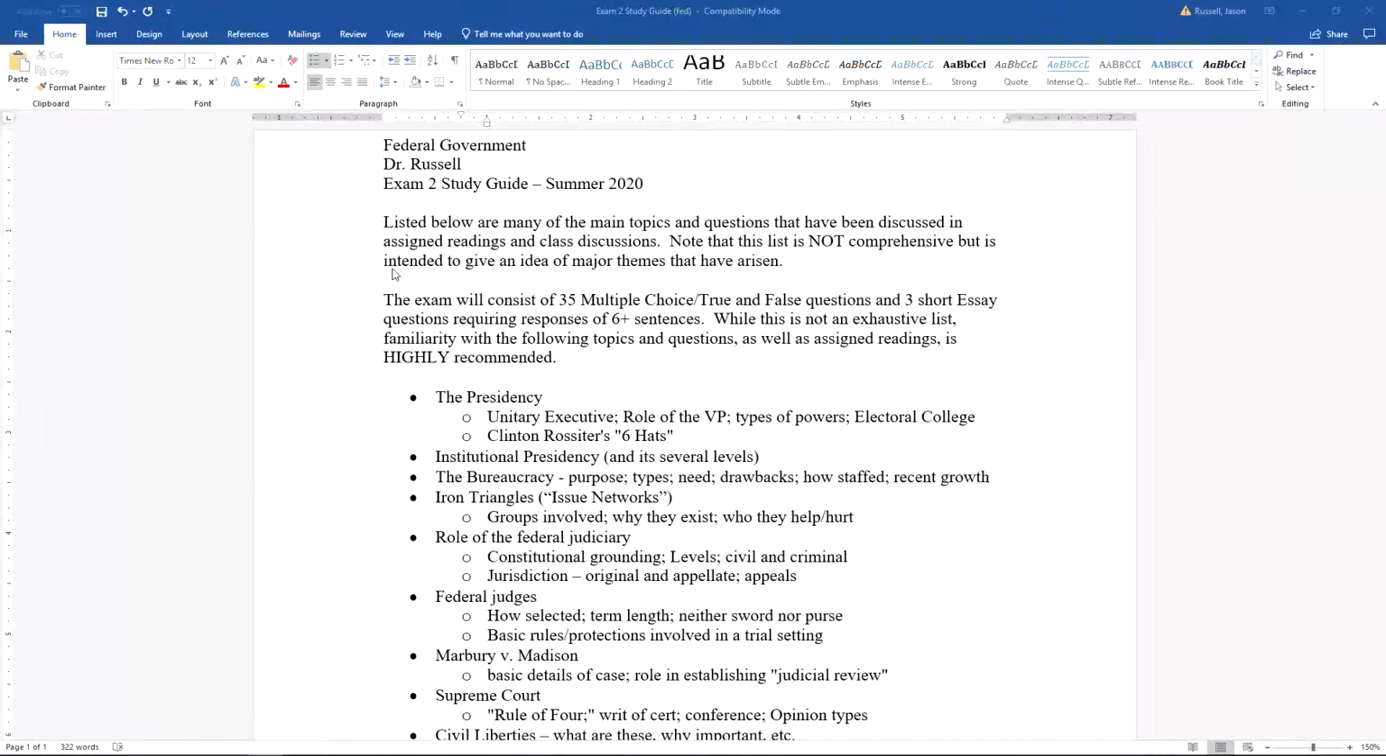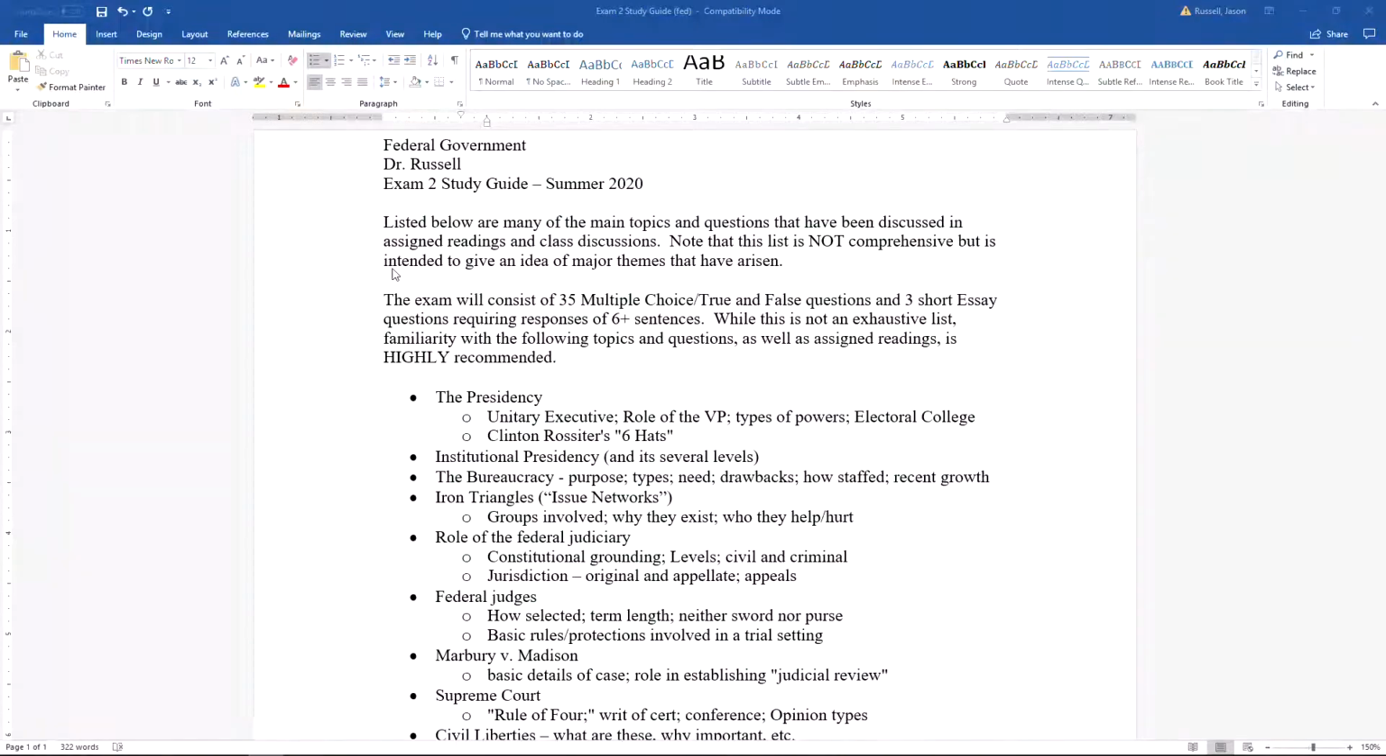The bureaucracy is hugely important, sometimes called the fourth branch of government, simply because it has a lot of influence over the regulation making process, and enforcement of different laws as well. So have an idea of the different types of bureaucracies. There are four of those types. Why we need the bureaucracy, some pros and cons behind the bureaucracy itself.